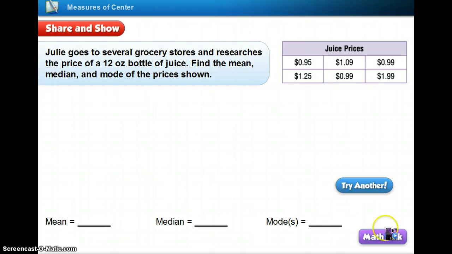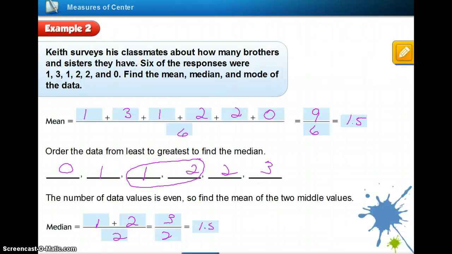And then to find the mode, the mode would be 1 and 2, because 1 and 2 both happen more than the rest of the numbers. We have 2 ones and 2 twos. So the mode is 1 and 2.